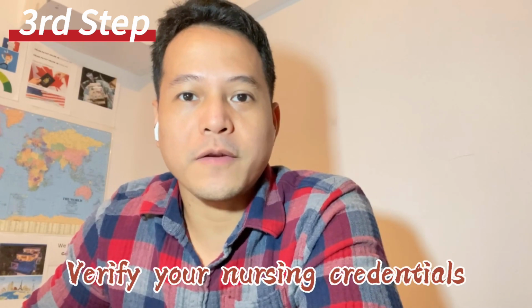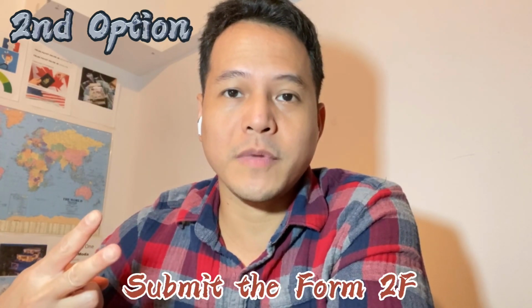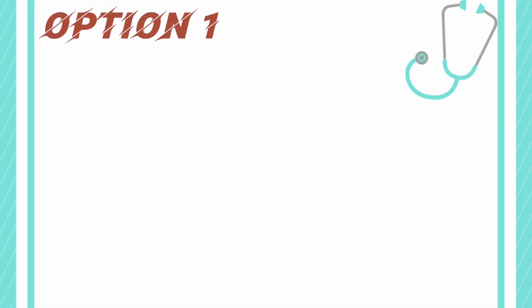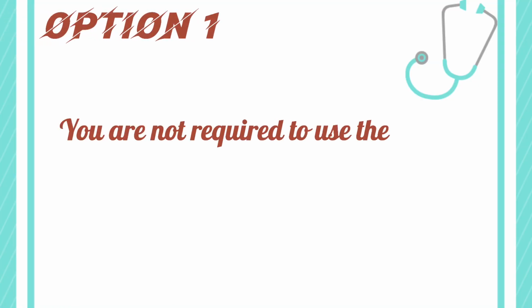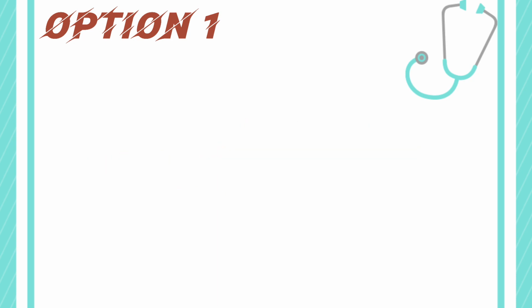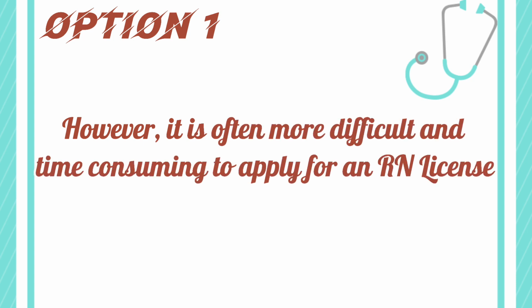The third step on how to apply for the NCLEX-RN in New York is to verify your nursing credentials. When it comes to verifying your foreign nursing credentials, there are 2 options. The first option is to use the CGFNS service, and the second one is to submit Form 2F and Form 3F. For option number 1, you are not required to use the CGFNS credential verification service for New York State. However, it is often more difficult and time-consuming to apply for an RN license without using the service.